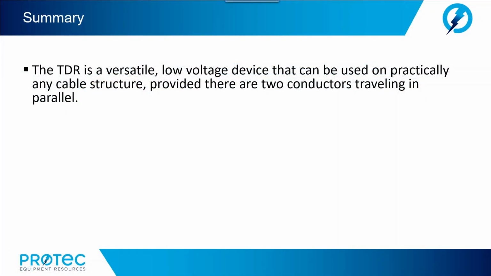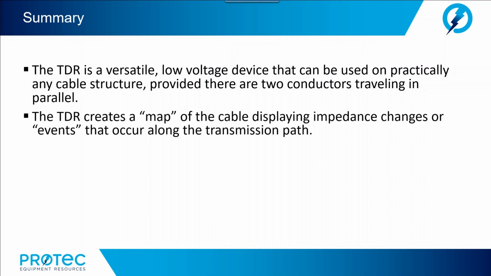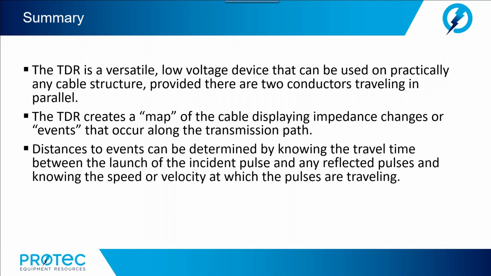All right, in summary, the time domain reflectometer is a very versatile, low voltage device that can be used on practically any cable structure, provided there are two conductors traveling in parallel. The TDR creates a map of the cable displaying impedance changes or events that occur along the transmission path. Distances to events can be determined by knowing the travel time between the launch of the incident pulse and any reflected pulses, and knowing the speed or velocity at which the pulses are traveling.